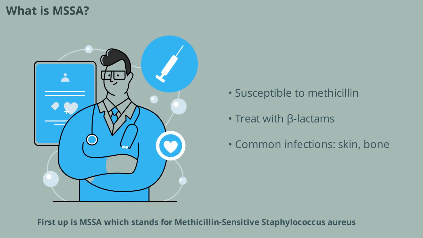First up is MSSA, which stands for methicillin-sensitive Staphylococcus aureus. This form of S. aureus is susceptible to methicillin and related antibiotics, meaning standard beta-lactam antibiotics like cloxacillin, oxacillin, and cefazolin are effective. MSSA commonly causes skin and soft tissue infections, bacteremia, endocarditis, and osteomyelitis. When the isolate is susceptible, beta-lactam antibiotics are the preferred treatment.